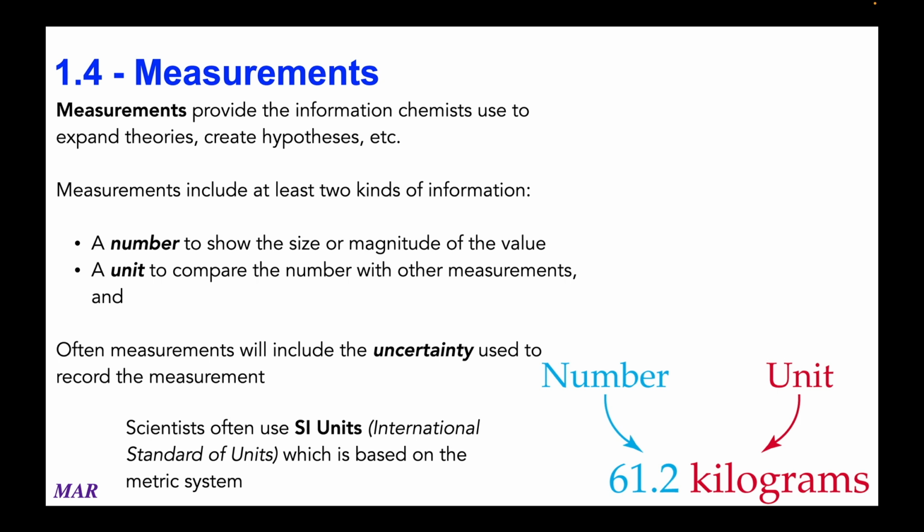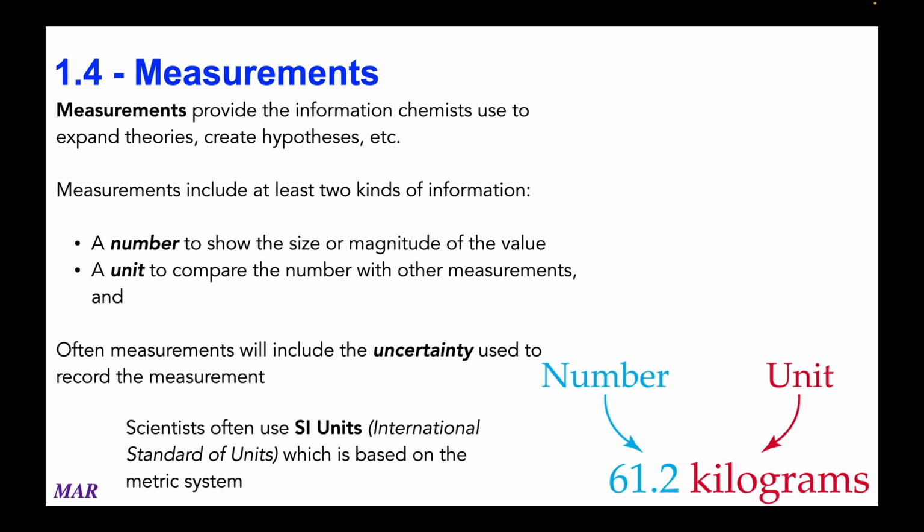Now, one thing that drives chemists, something to think about when it comes to chemistry, is the uncertainty that's used. Because a lot of times you don't know for sure exactly how much you have. We'll talk about that uncertainty and how that affects chemists in a little bit.